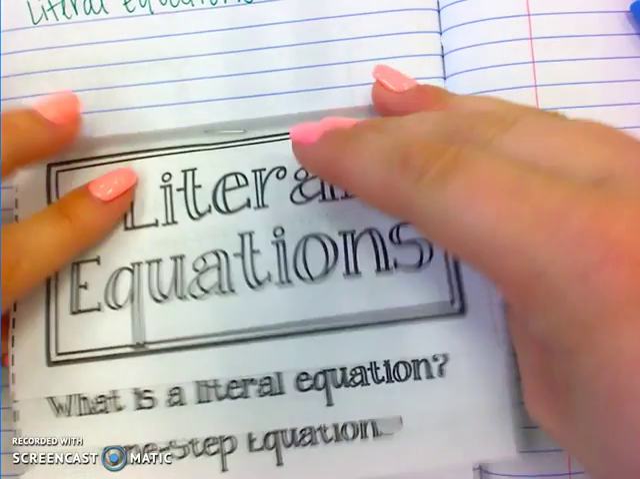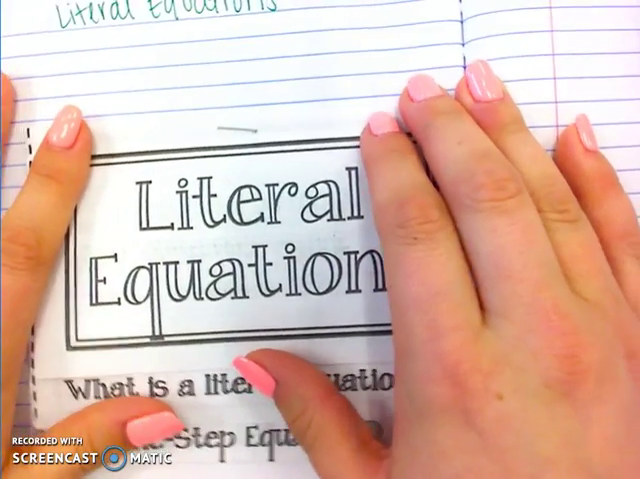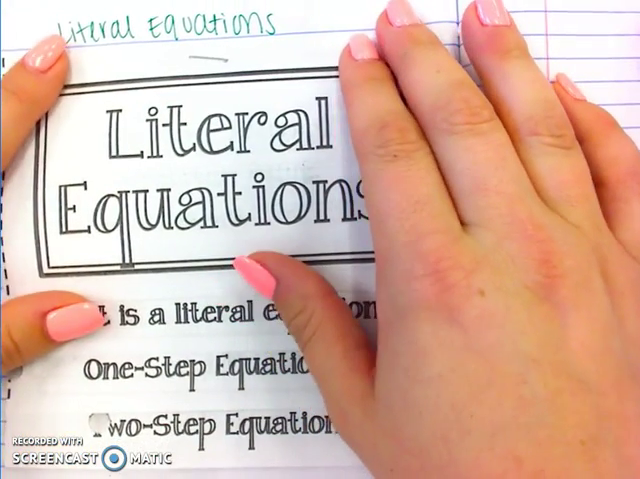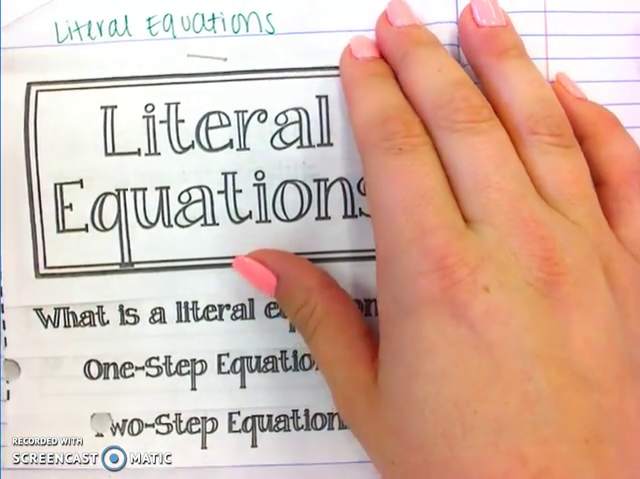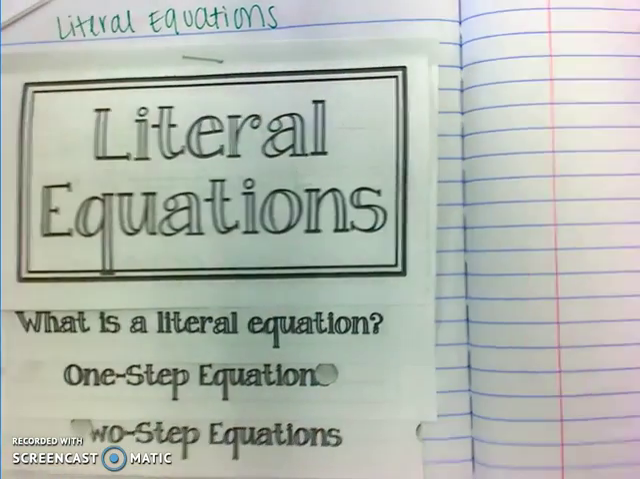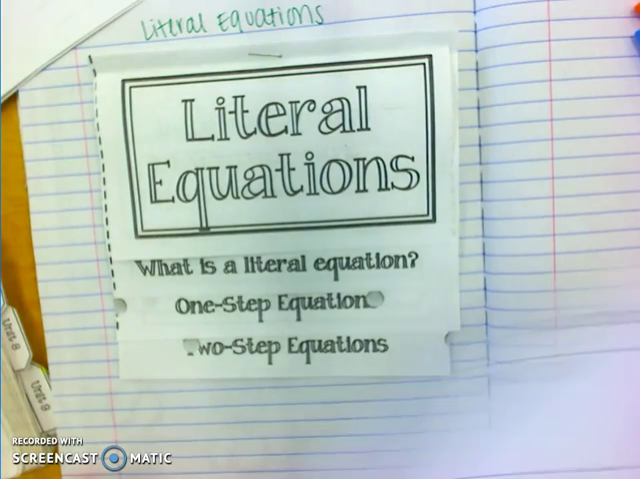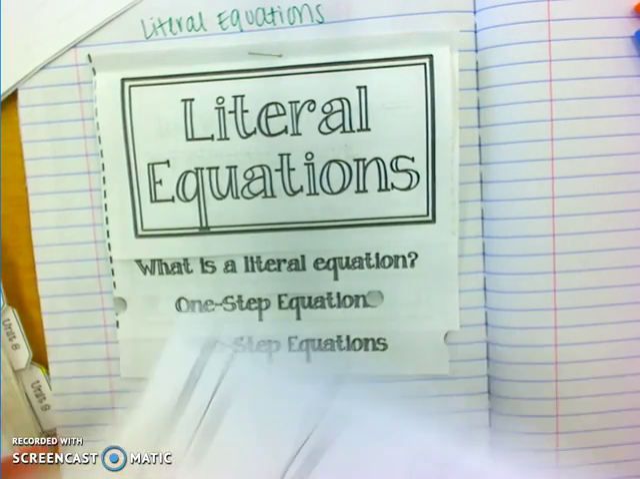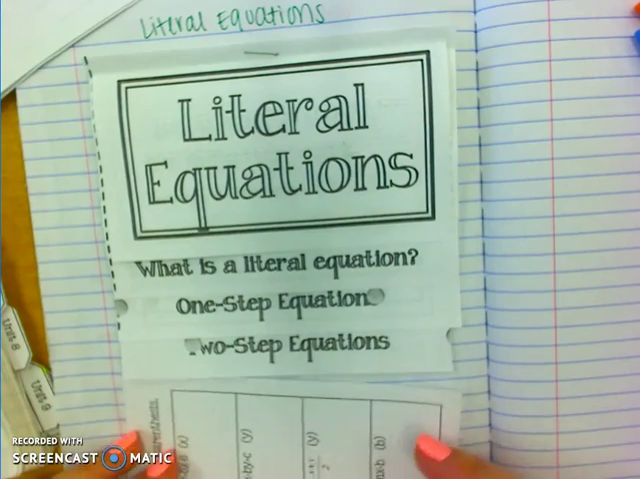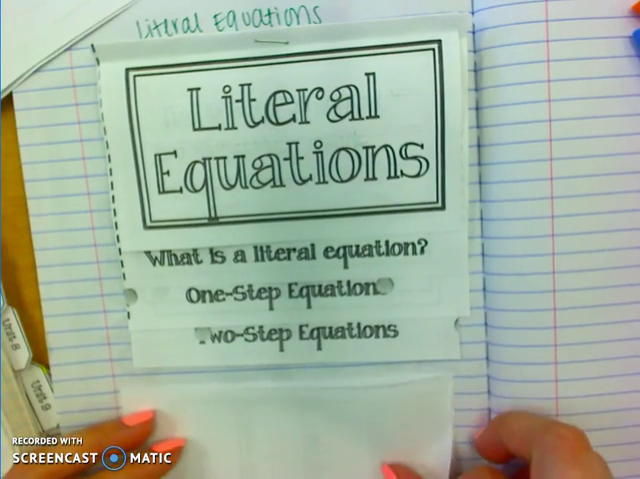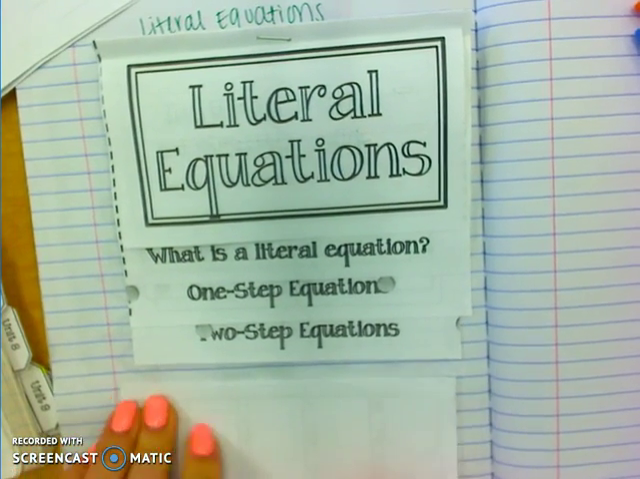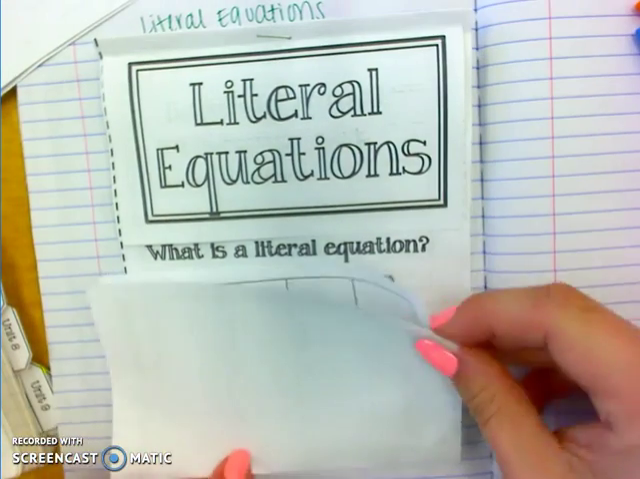And that is the lesson for literal equations. Okay, this foldable is going to go at the top of that page, and at the bottom is where you will fold your practice page, this page right here. It's going to get folded and glued. Just glue one side down so that you're able still to open it.